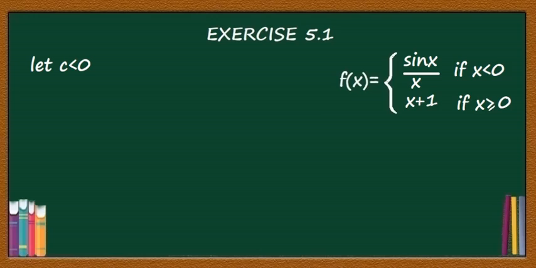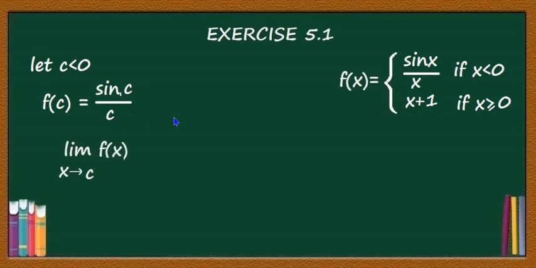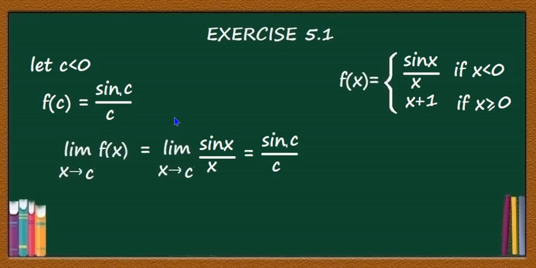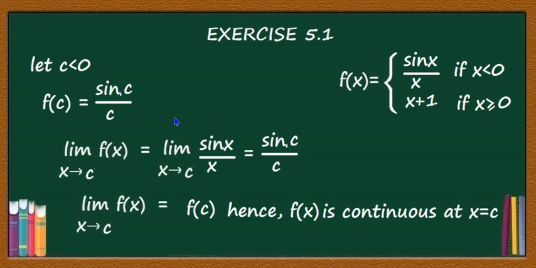First let c be less than 0. When c is less than 0, what is f of c? F of c is equal to sin c by c. Here when x is less than 0, f of x equals sin x by x, and f of c is equal to sin c by c. And limit x tending to c of f of x is equal to limit x tending to c of sin x by x, and that's equal to sin c by c. Therefore limit x tending to c of f of x equals f of c, and therefore f of x is continuous at x equal to c.